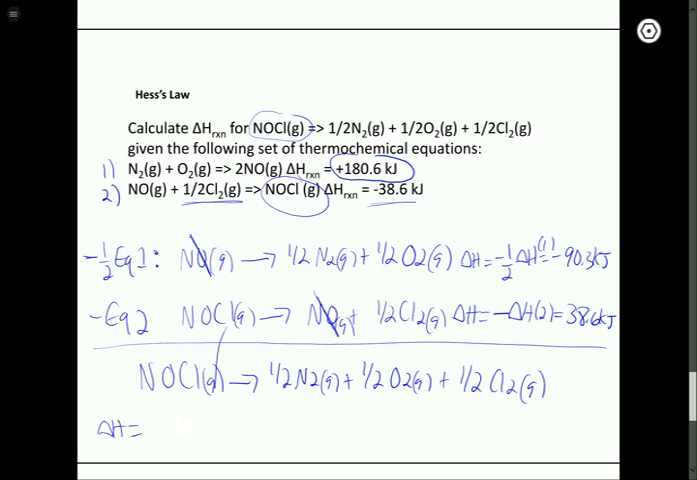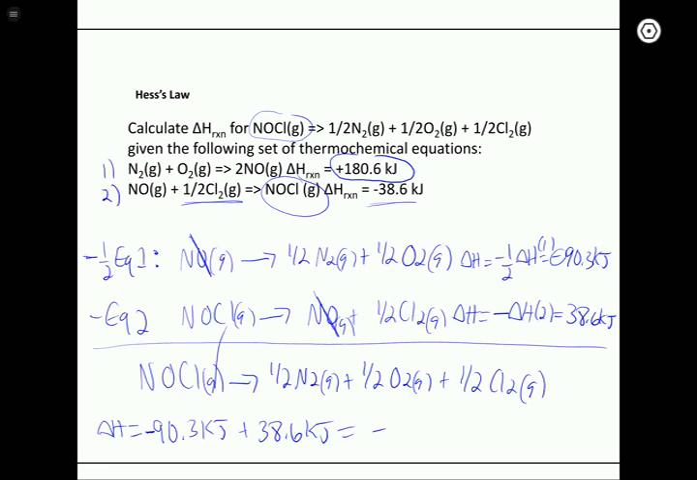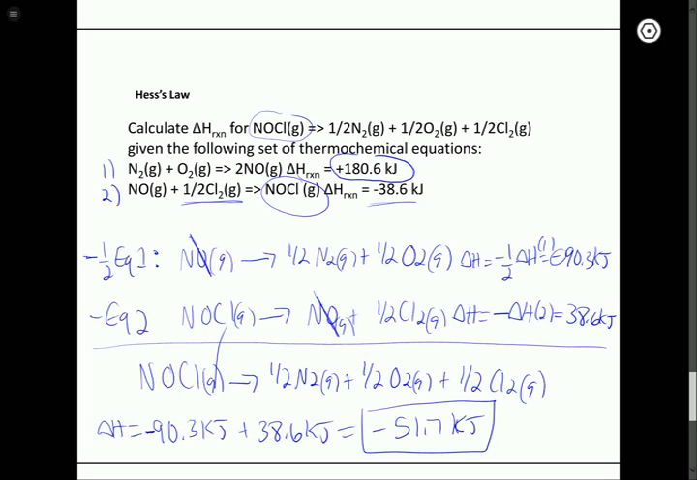So we have the reaction that we wanted, and then we want to get delta H, which is just the sum of these two values. The delta H for this overall reaction is, sorry, minus 90.3 kilojoules. I missed my minus sign there. Plus 38.6 kilojoules. Minus 51.7, I think. Yep. Minus 51.7 kilojoules. Okay, so that's delta H for the overall reaction after we've modified the two and added them together.